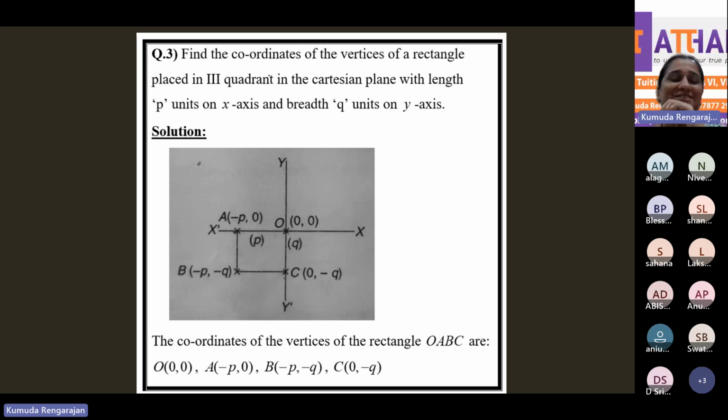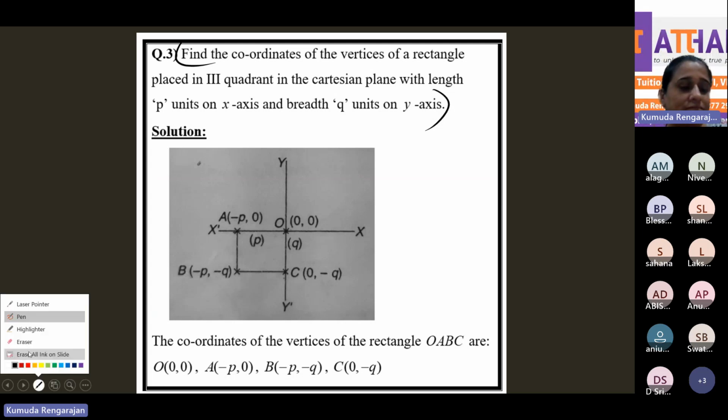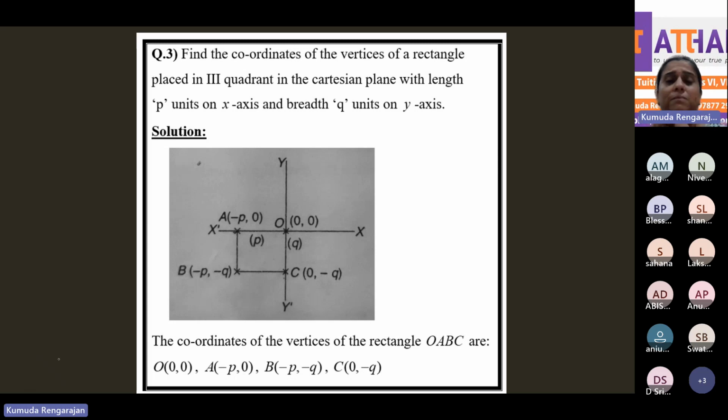All right, so find the coordinates of the vertices. I think this one we did understand a little in the last class. So what are the details given? The rectangle lies in the third quadrant. So understand the details given in points. Don't keep reading the question from end to end like this. If you don't understand, don't read it again from end to end. Break the information. Break it up. Okay, so what is one thing given?